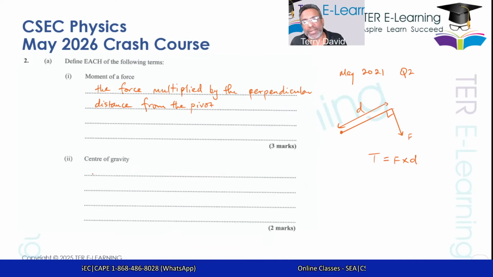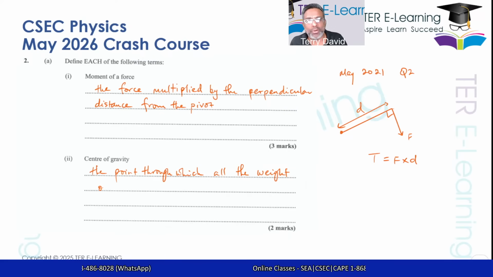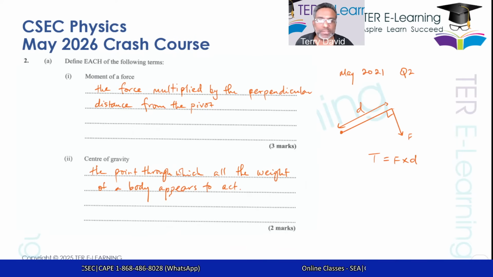What is meant by center of gravity? It is the point through which all the weight of a body appears to act. So those are two definitions here, and we need to know that. Part B, what do you have in part B here?